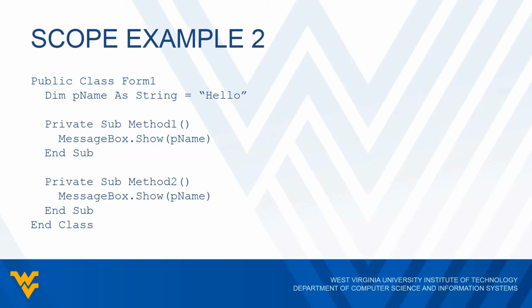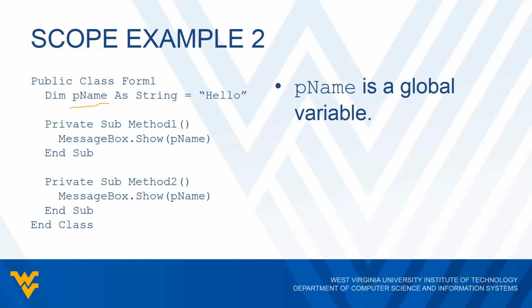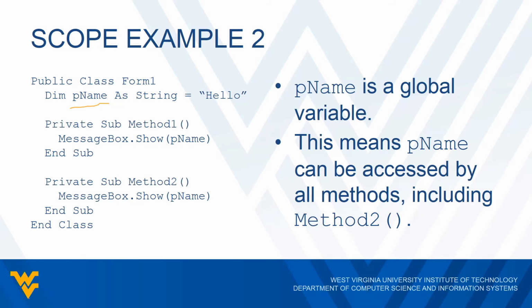So let's look at where pname is now. Notice that we're declaring it right here. It's not declared inside of any method. This means that pname is now a global variable, not a local variable. And if we remember the scope rules, global variables can be accessed by any method inside the class. This means that pname can be accessed by all methods. That includes method 1, so where we're using it right here is perfectly fine, and it includes method 2, where we use pname right here. So this code will work.